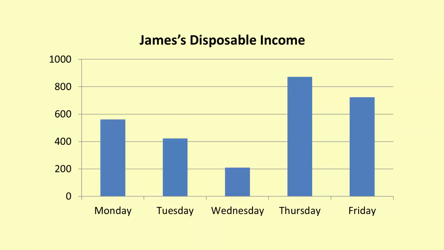In this example, we will transform a bar graph into a line graph. Here we have an example of a bar graph of James's disposable income over the course of one work week. To start, draw points at the center of the top of each bar. Next, draw line segments to connect the points. Finally, remove the bars to complete the line graph.